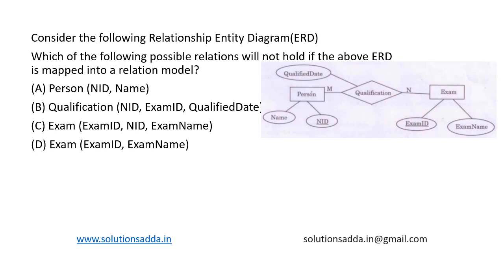This is a question from databases. Consider the following entity relationship diagram. Which of the following possible relations will not hold if the above ERD is mapped into a relational model? If we convert the given ER diagram into a relational model, then we can create a table for each entity. So when we create a table for the entity person and exam, we get 2 tables. So the table structure is as follows.